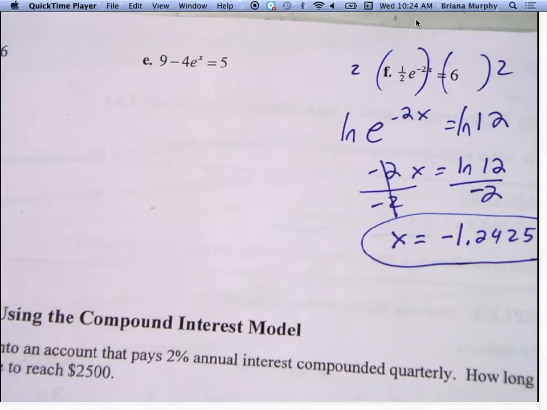So first you need to get rid of that. So you need to subtract 1 from both sides. Then divide by negative 4. And then you take the log of both sides.